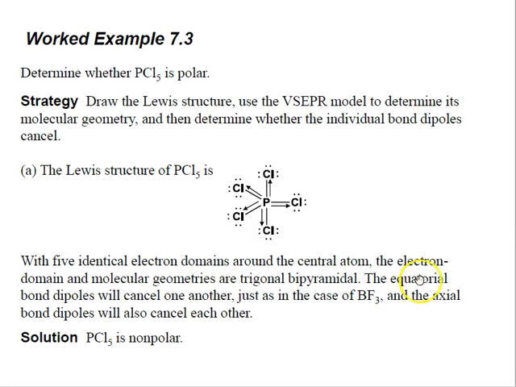From one another, equatorial and axial. Equatorial, I believe I labeled the wrong ones, are the horizontal, which are these three, and the axial, which is like spinning on an axis, is the up and the down. So since all of the dipoles cancel with one another, the PCl5 is therefore nonpolar.